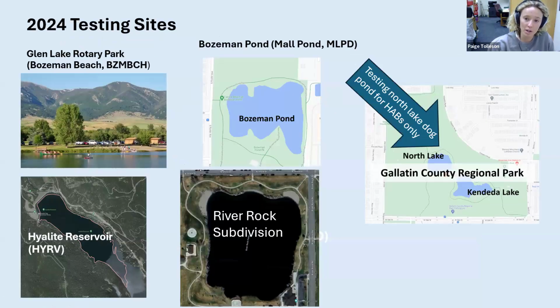And in 2024, we will be sampling at the following sites for E. coli and HABs, including Glen Lake Rotary Park, locally known as Bozeman Beach, Bozeman Pond, which is often known as the Mall Pond, Gallatin Regional Park, and River Rock Subdivision. And then we'll also be sampling for HABs at Highlight and North Lake Pond at Gallatin County Regional Park. And only HABs there just because that's a dog swimming area. People don't swim in there very often. And yeah, that's all I got.